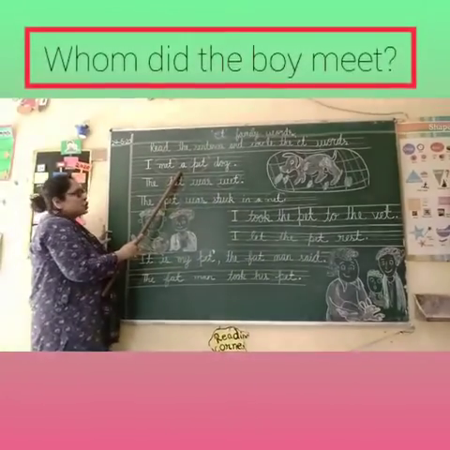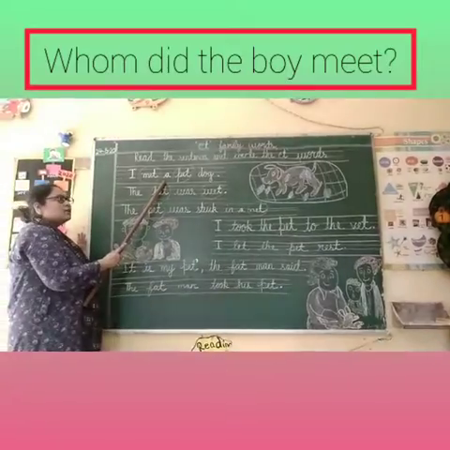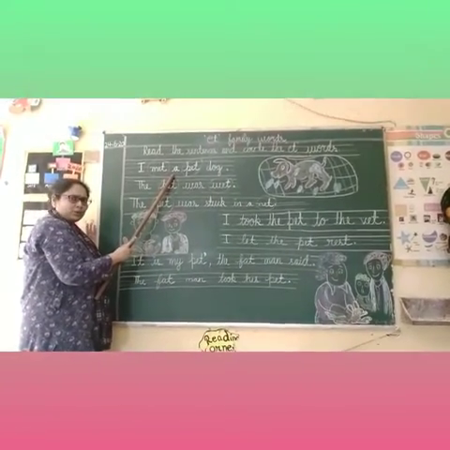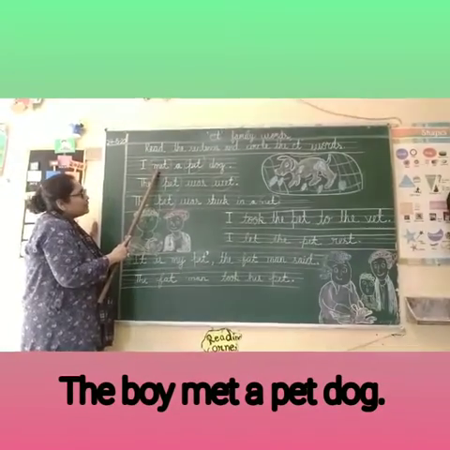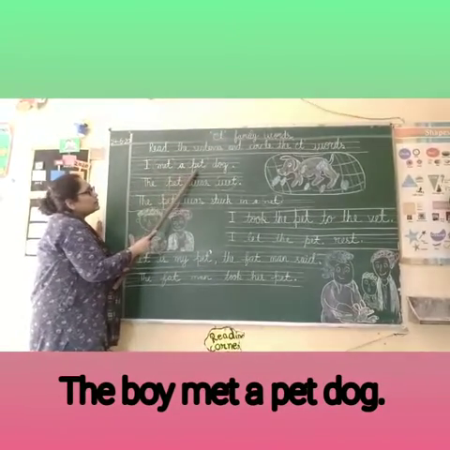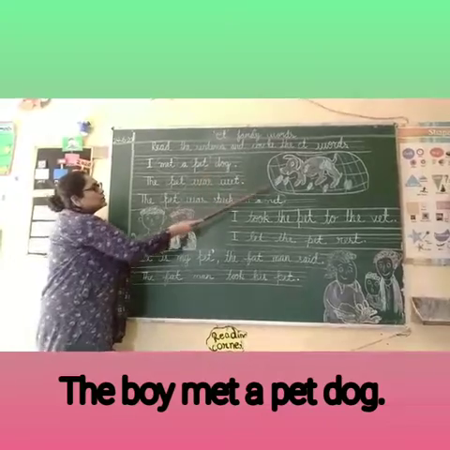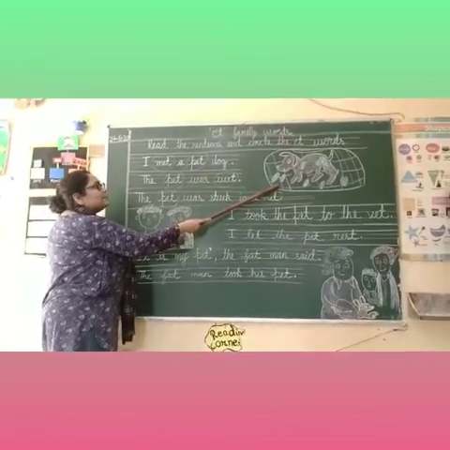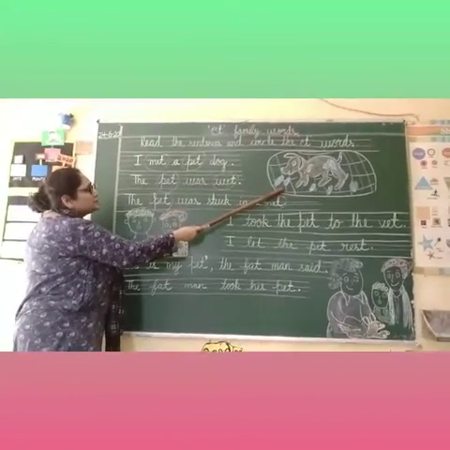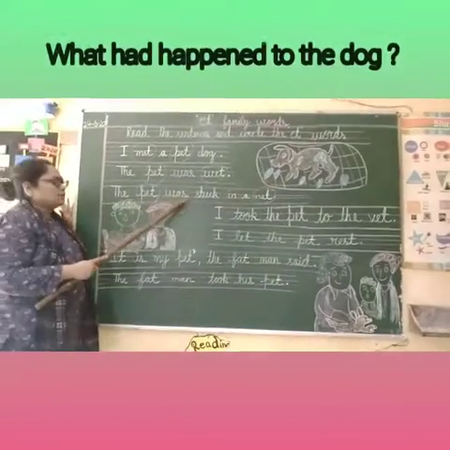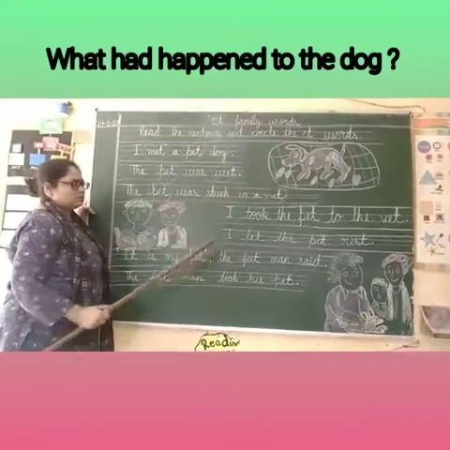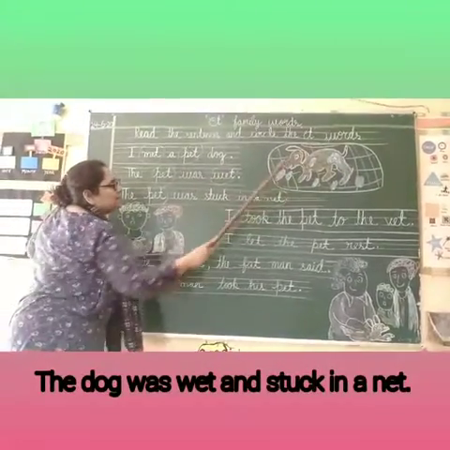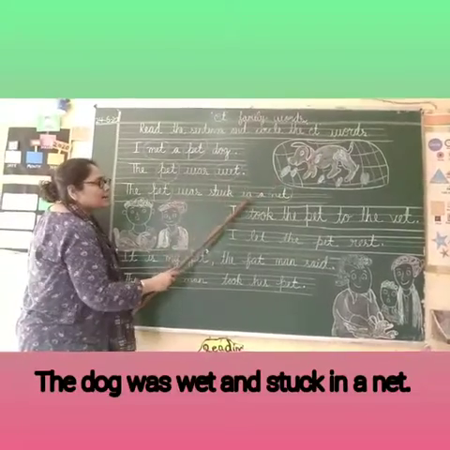Now, let's talk. Whom did the boy meet? The boy met a wet dog. Look here, children. This is a picture of a wet dog. My second question is, what had happened to the dog? The dog was wet and stuck in a net.